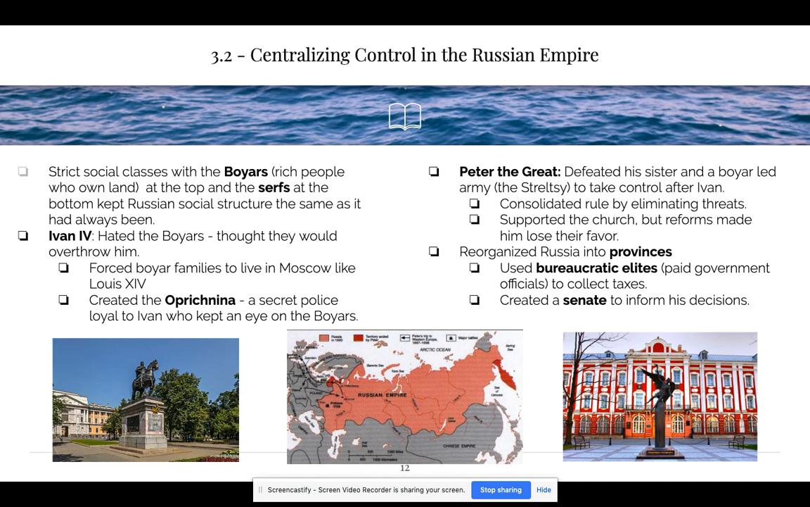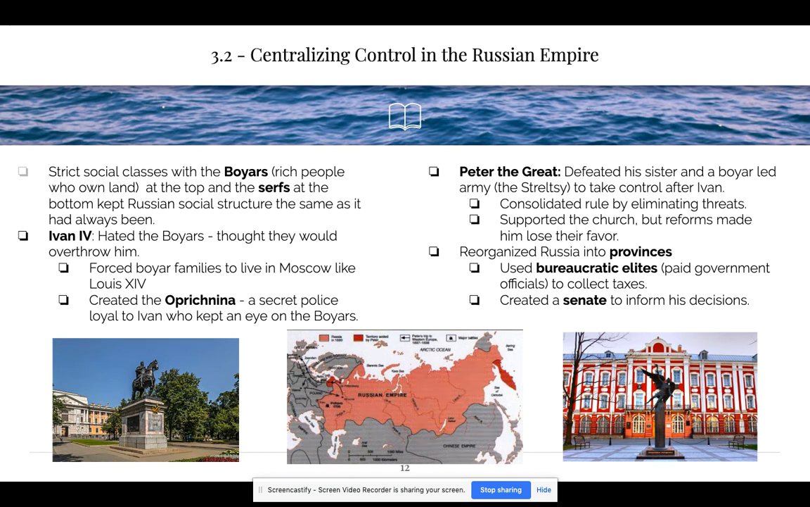Ivan IV hated the boyars because he didn't want them to challenge his power. We see that all throughout history. Just like Louis XIV didn't want his nobility challenging him, Ivan IV felt the same about the boyars. He went so far as to make all boyar families live in Moscow, and he created the Oprichnina, which is a secret police that was highly loyal to Ivan, and they sort of kept an eye on the boyars, made sure the boyars weren't doing anything funky.